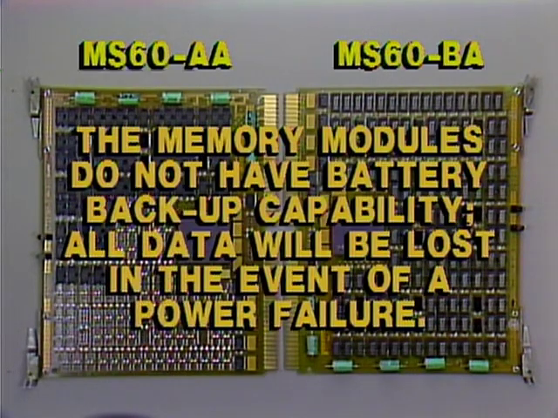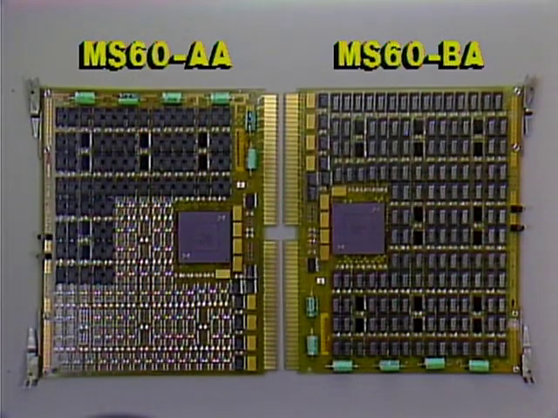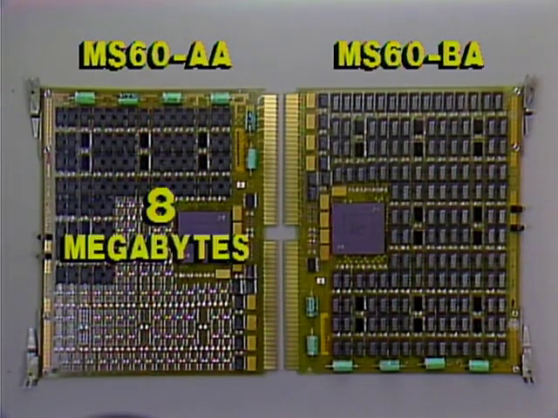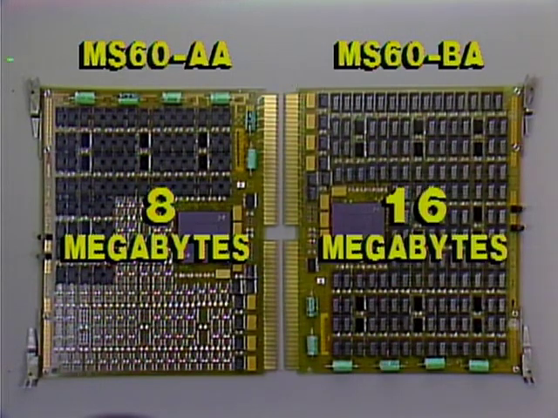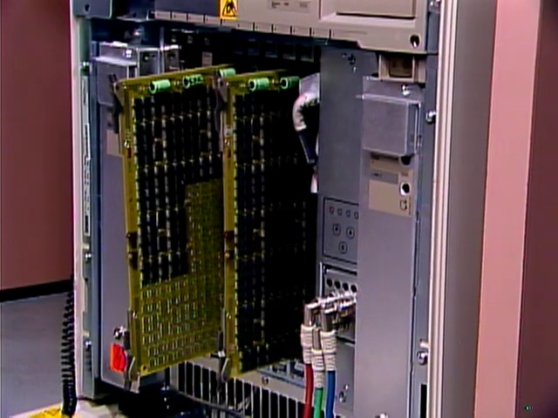The memory modules do not have battery backup capability. All data will be lost in the event of a power failure. The MS60AA storage capacity is 8 megabytes, while the MS60BA storage capacity is 16 megabytes. In addition, they both have the ability to perform self-test and initialization of their DRAM array on command from a processor. The 8 megabyte and 16 megabyte memory boards may be combined in the same backplane. In this case, the 16 megabyte board or boards are typically installed on the bus ahead of the 8 megabyte boards.